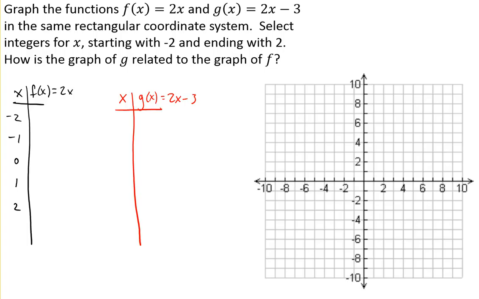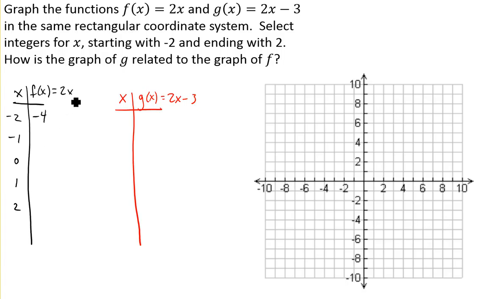Here we want to graph these two functions, and we're going to just graph by making a table of values, as it's indicating, starting with -2 and ending with 2 using integers. So when we plug a -2 in for x here into the f of x function, which is just 2x, I do 2 times -2, that gives me -4.